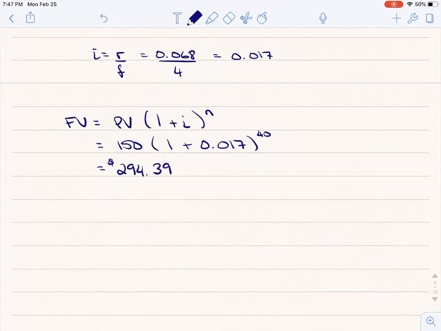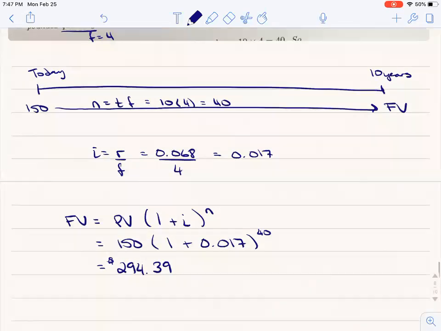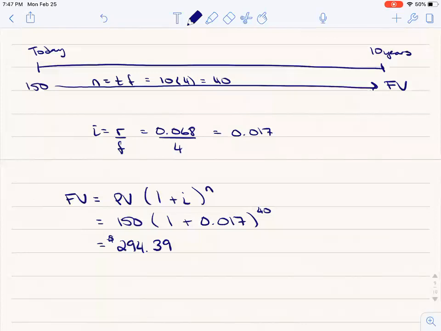Okay. So after 10 years, our $150, it would get compounded every quarter, right? So every 3 months, the amount of interest that you've earned gets added on to the $150, and then you're earning interest on the 150 as well as the interest that you've earned previously, right? And it just keeps compounding, compounding, compounding until you have $294.39.